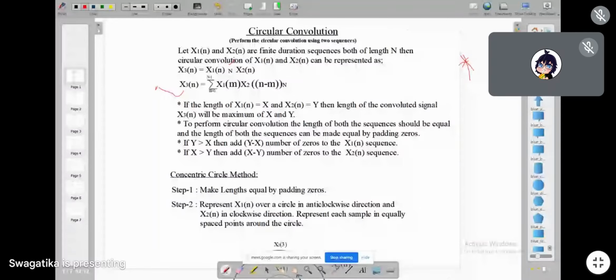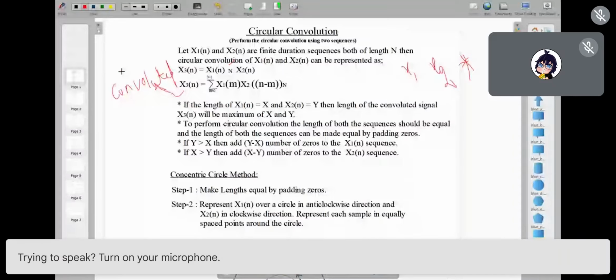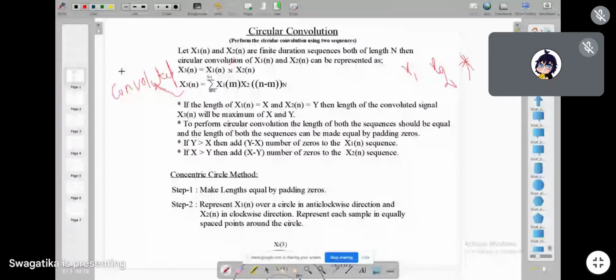Then x1 of n and x2 of n are both your input signals. The circular convolution expression will be x3 of n equals the sum of x1 of m into x2 of n minus m mod n, where m varies from 0 to n minus 1. There is one necessary condition for circular convolution: both the sequences must have equal length n.